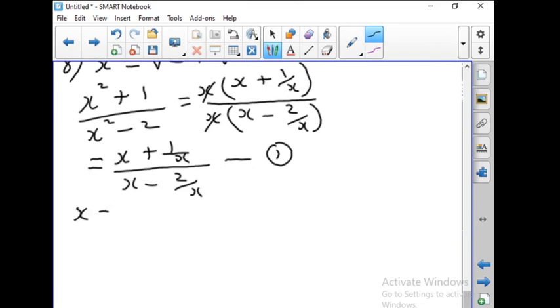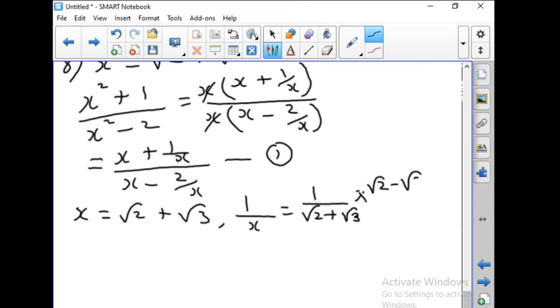Now what has been given for x? It's given that x is equal to root 2 plus root 3. So what is 1 by x? 1 by x is equal to 1 by root 2 plus root 3. Upon rationalizing the denominator, what do you get?